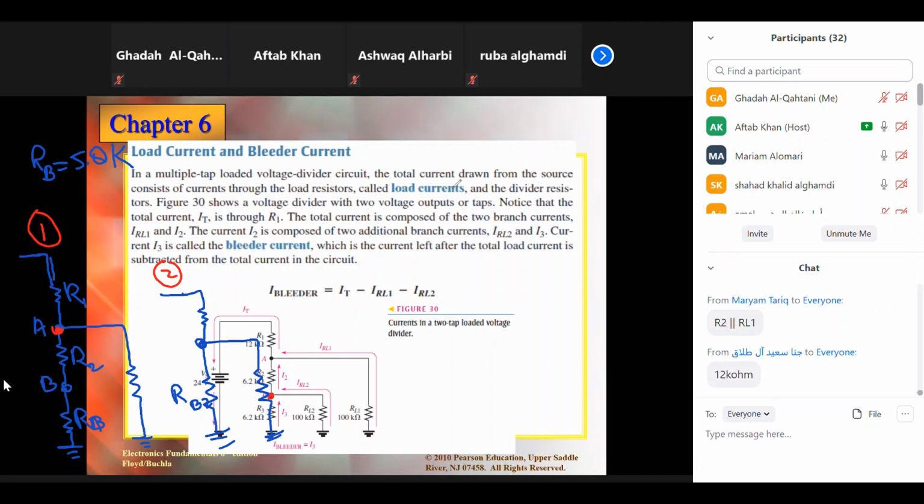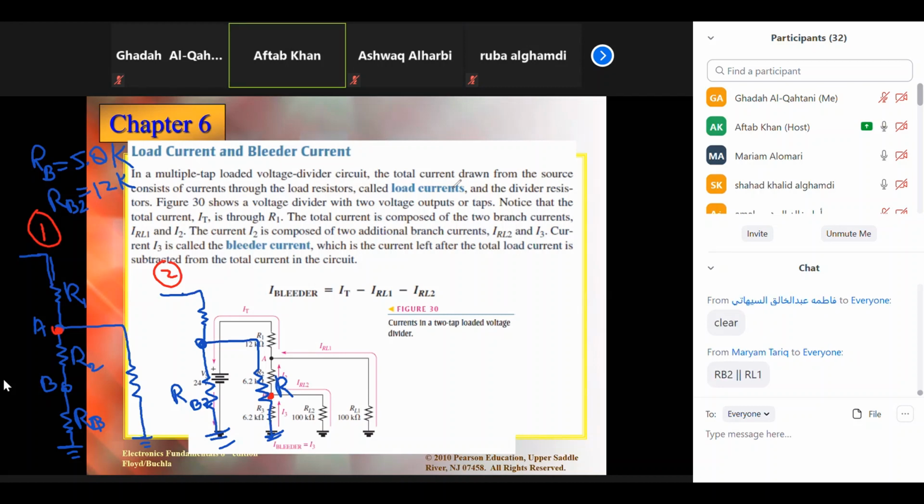RB2. Okay, how much is it? 12 kilo ohms. But after adding this one. Okay, yes. So this is RB2, that is 12K. Up to now, is everyone clear or not clear? Clear. Okay, so once you reach here, what next?